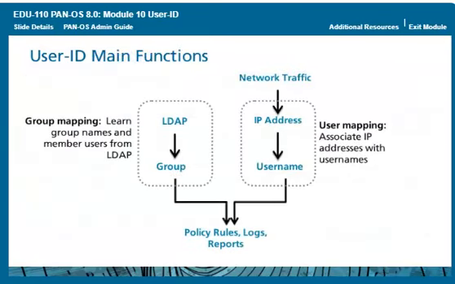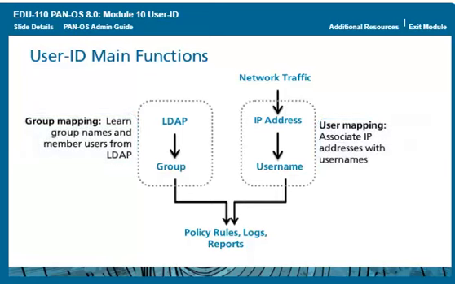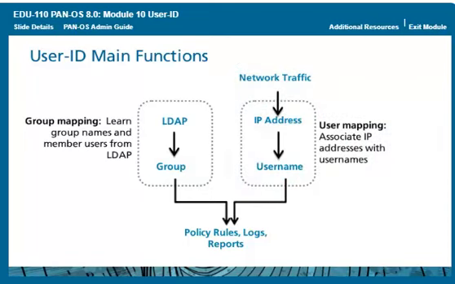Before you can create user and group-based policy rules, the firewall requires a list of all available users and their corresponding group mappings. The firewall uses group mapping and user mapping to collect this information. The firewall collects group mapping information by reading group information directly from your LDAP directory server. User ID technology includes many methods to collect IP address to user mapping information. You can choose which user mapping methods to use to suit your environment, and even use different methods at different sites.